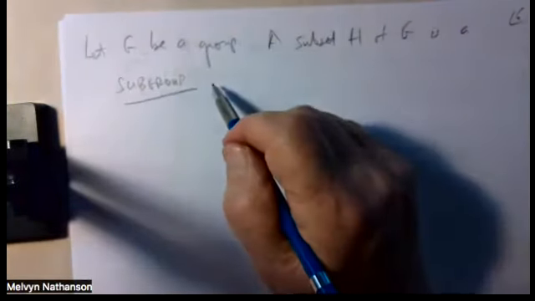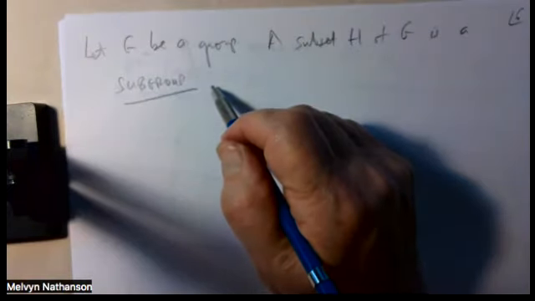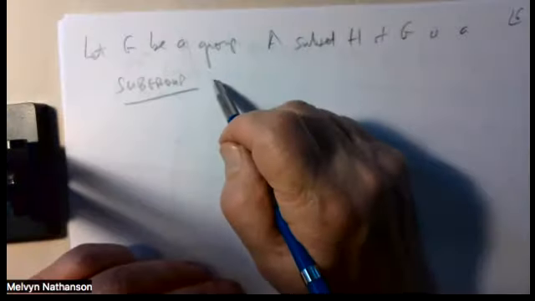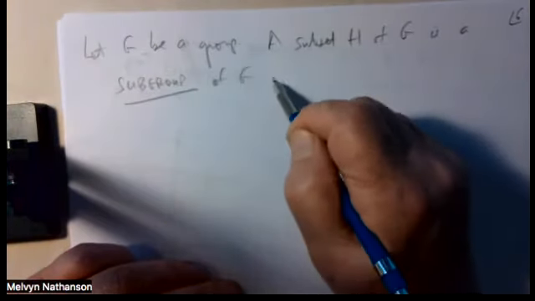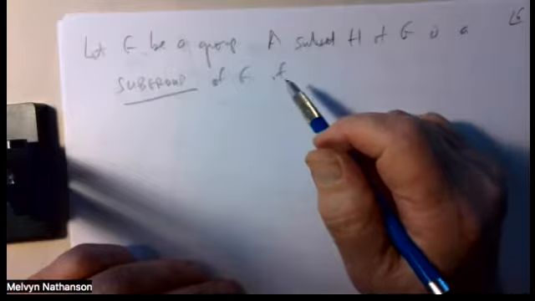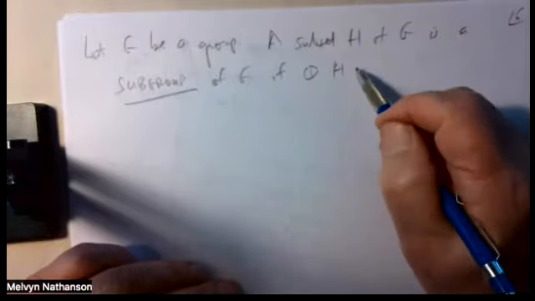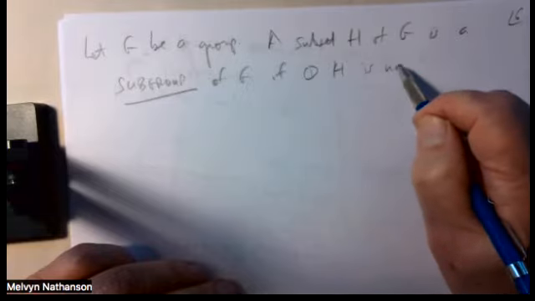A subset H of G is a subgroup of G. This is the definition. If it satisfies the following properties, first of all, H isn't empty. H has something in it. H is non-empty.